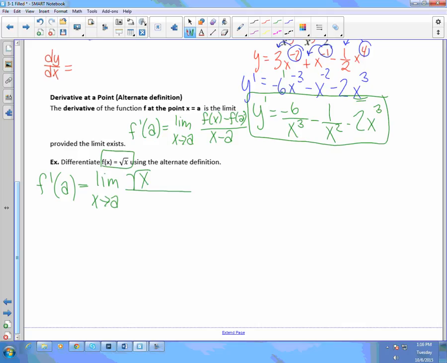Minus. What's f of a? Square root of a. Just square root of a. We take the a and plug it in. So we get square root of a over x minus a.